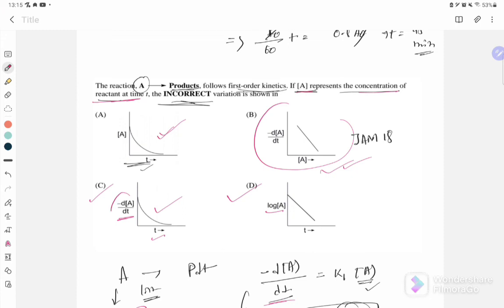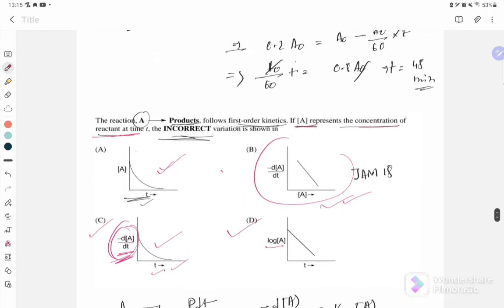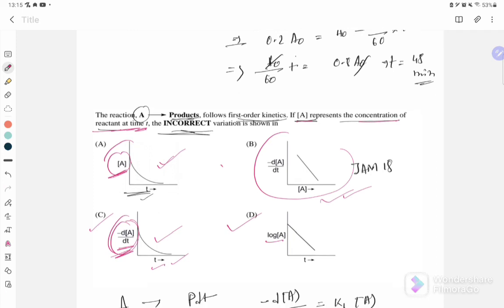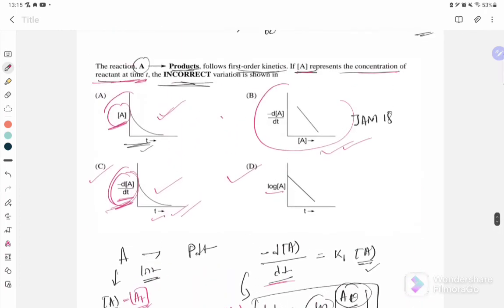Because why is this correct? Because this is a first order reaction. For a first order reaction the rate will follow this one, not the other. The concentration of A at time t will follow this equation as a first order reaction, so it will also follow this graph with time. So that is the end of this question.